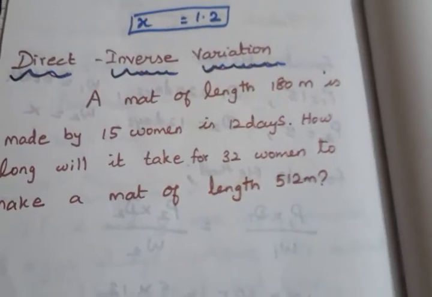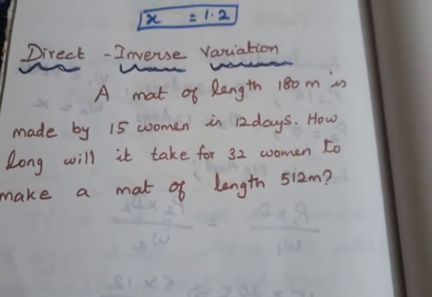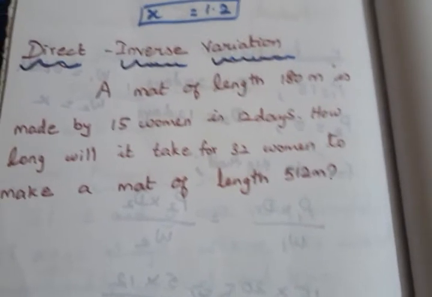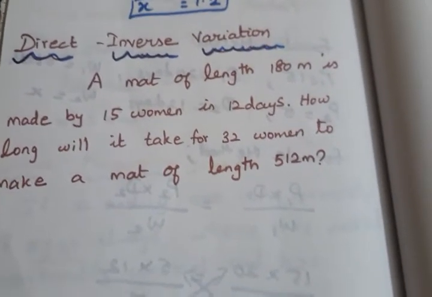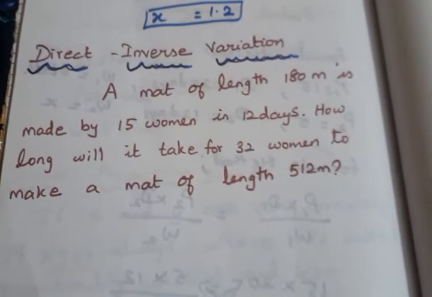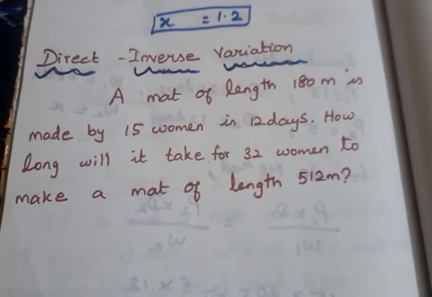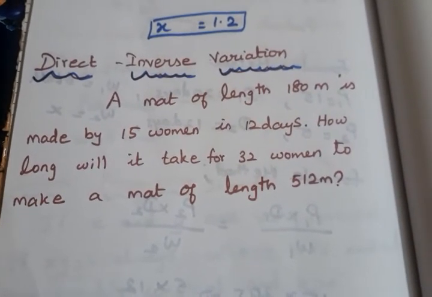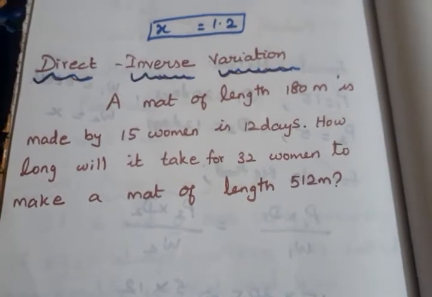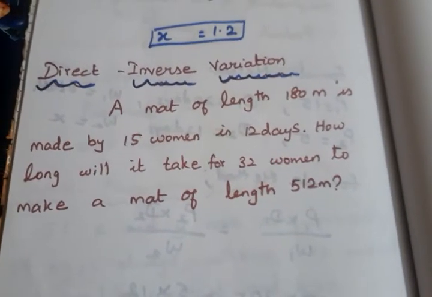Then the second method, direct to inverse variation. Alright, do you know direct to inverse variation? Yes. So when one quantity increases or decreases, then another quantity decreases or increases. That is called inverse variation.